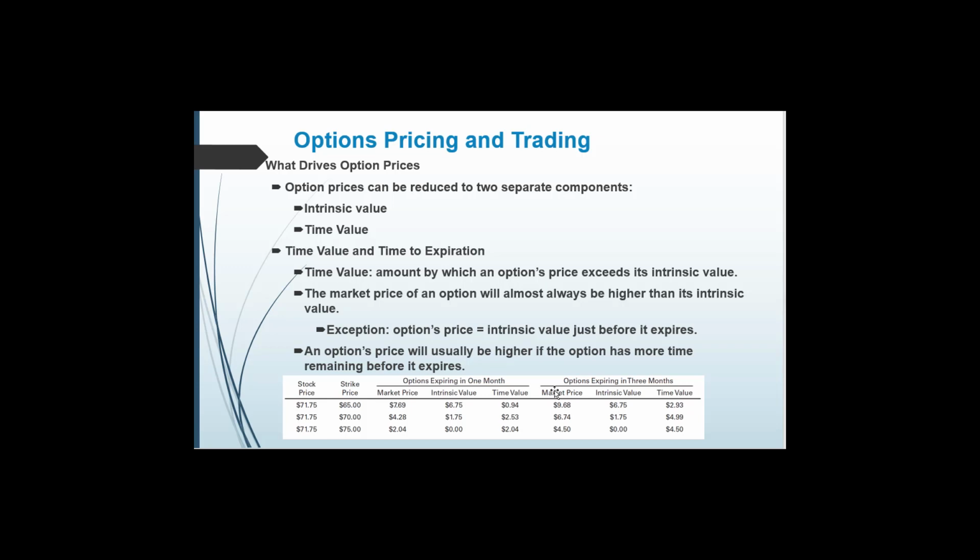So how does this work? Let's look at the example here. I think this makes sense. The stock price is $71.75. It has a strike price of $65. The market price of the option is $7.69. The intrinsic value is the difference, $71.75 minus $65. The intrinsic value is $6.75, but the price is $7.69.